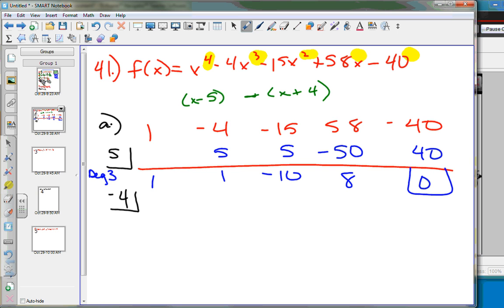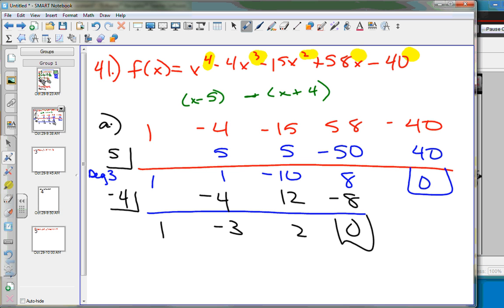Okay, now what do I need to do? I need to do synthetic division again. At -4, drop down to 1, -4 gives me -3, gives me 12, gives me 2, gives me a -8, gives me a 0. Is it a factor? Yes. Does that make sense? Okay, am I done on letter A? I sure am, but this is going to be what degree again? 2. Degree 2.